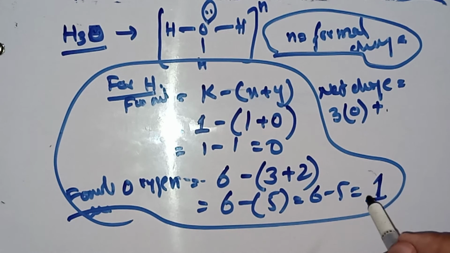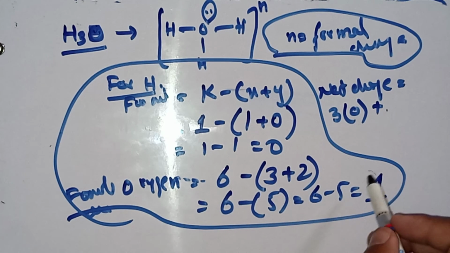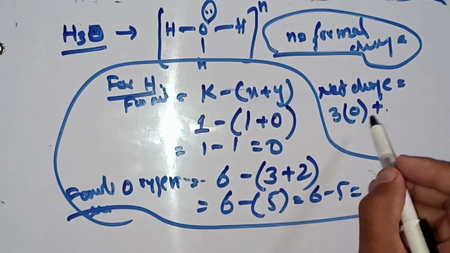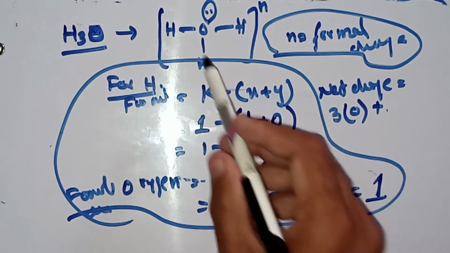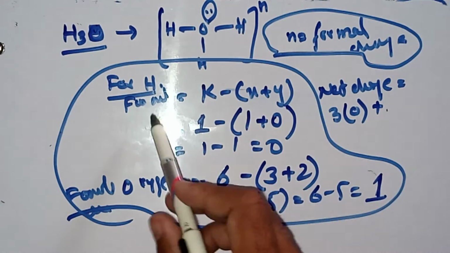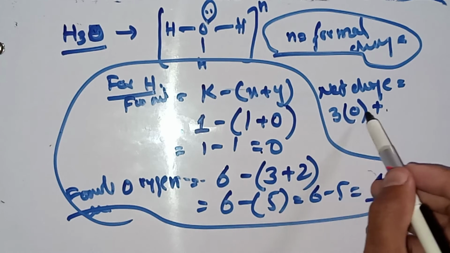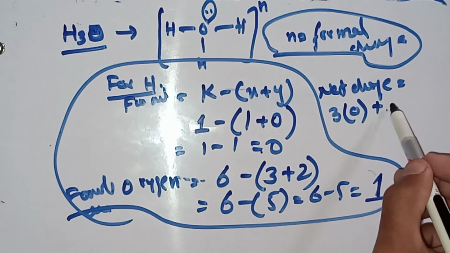How I explained it correctly, sorry. 6 minus 5 is very simple. 6 minus 5 is equal to 1. So the net charge will be there. Here there are 3 hydrogens. For each hydrogen the formal charge is 0. So for 3 hydrogens it will be multiplied by 0.